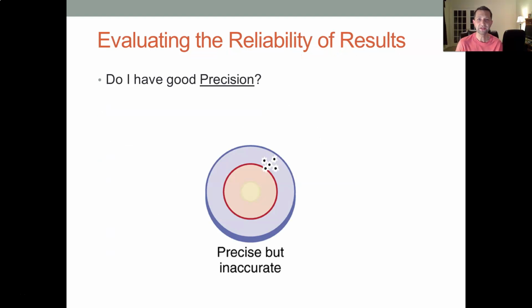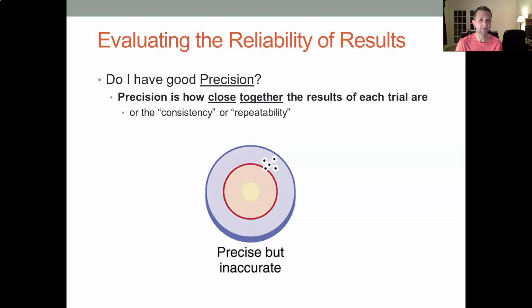So do I have good precision is something else we want to ask ourselves. Precision is how close together the results of each trial are. I mentioned on the previous slide, you want to do at least 3 trials and have the results of all 3 be relatively precise. That means you are consistent, and that means the procedure you're performing is repeatable. You're able to do the same procedure over and over again and get similar results.